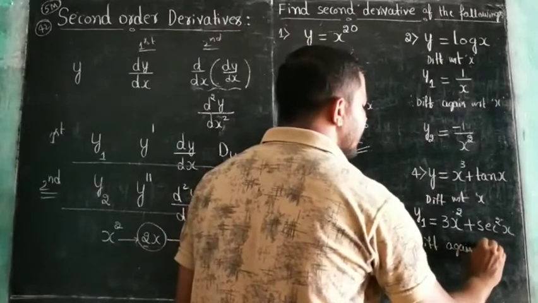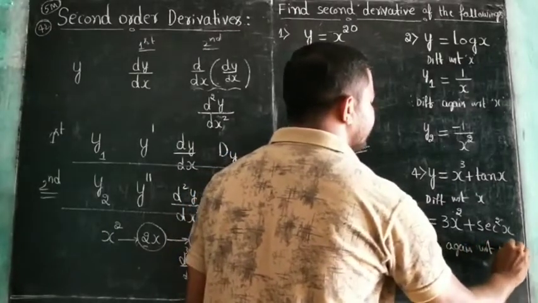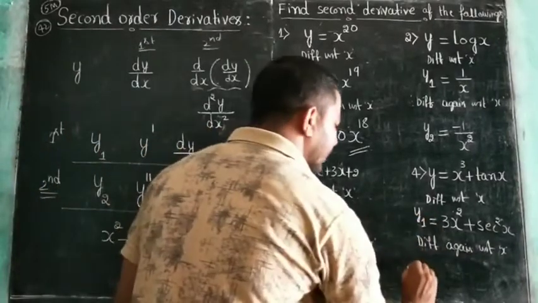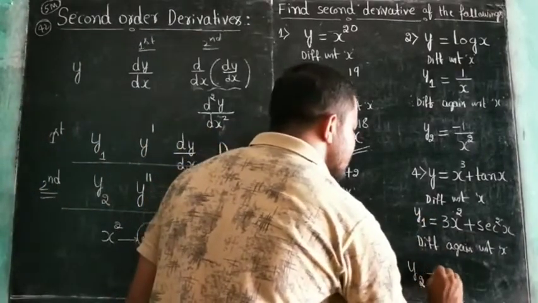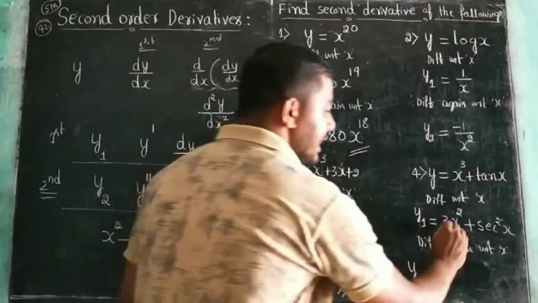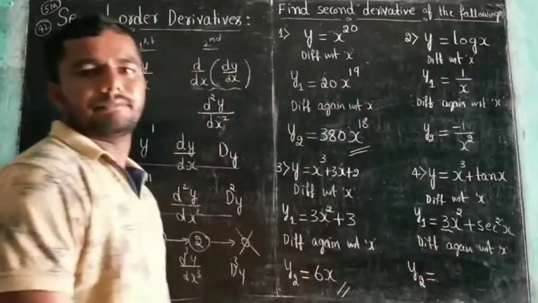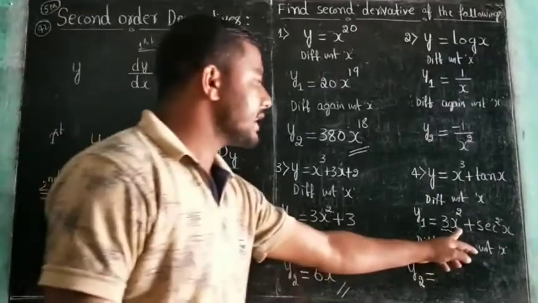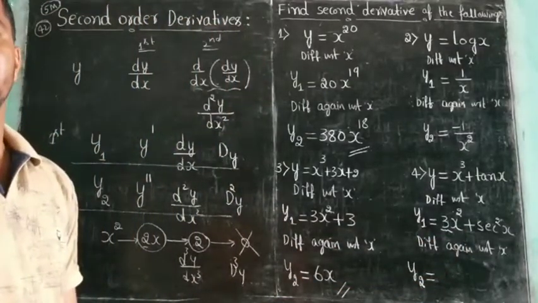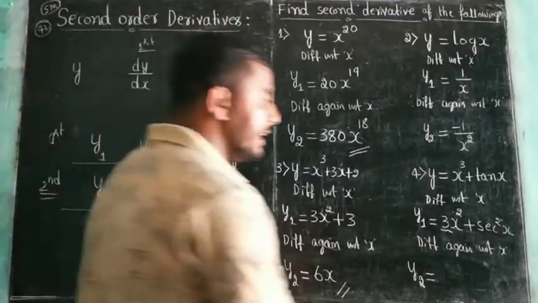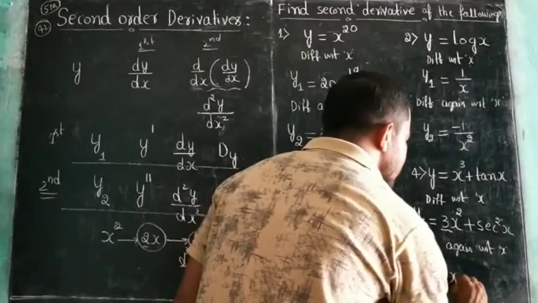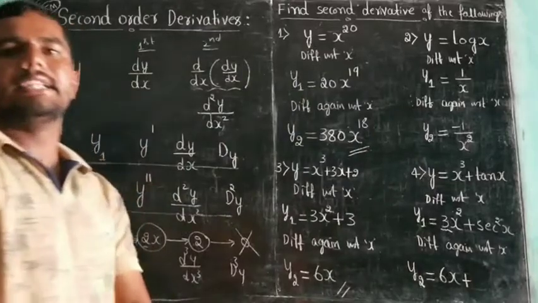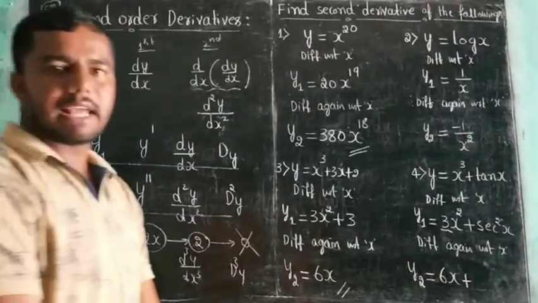Once again, differentiate again with respect to x. The derivative of y1 is y2 is equal to, here 3 is a constant. Take 3 as it is. What is the derivative of x square? 2x. 2 into 3x, that is 6x plus. Write the derivative of secant square x.